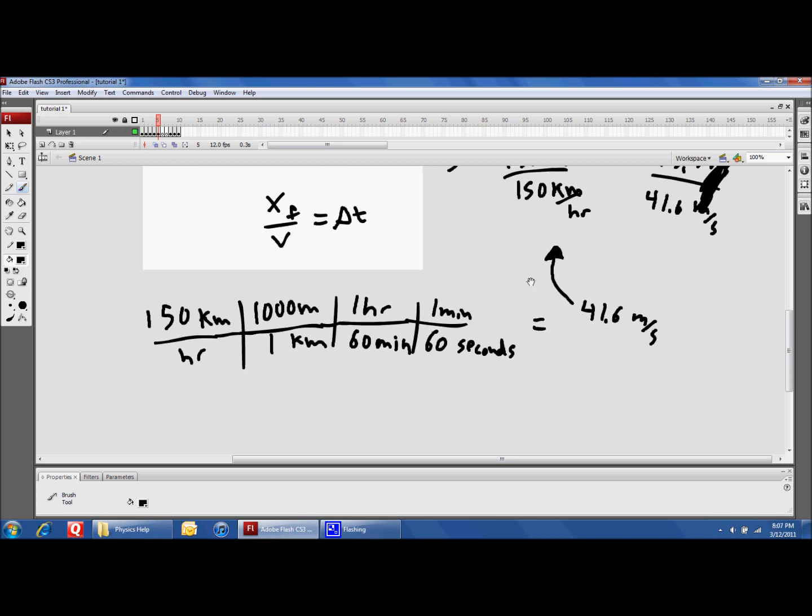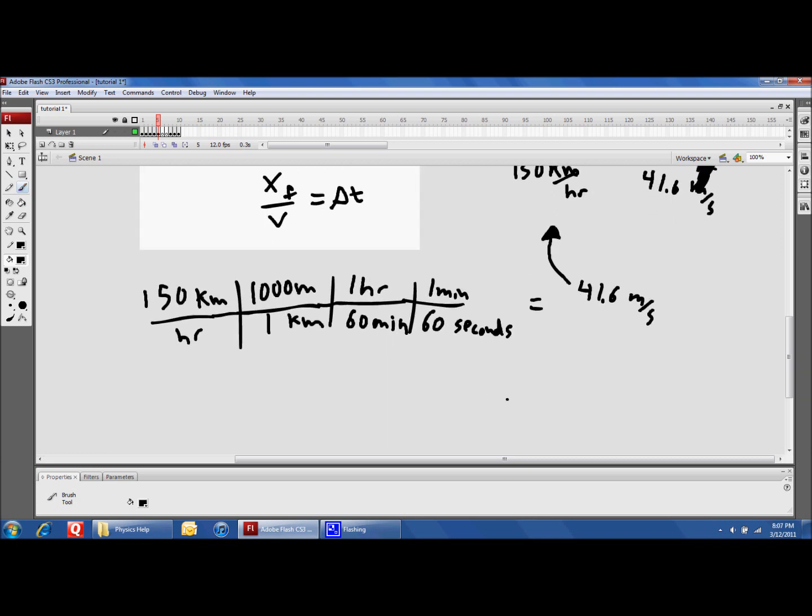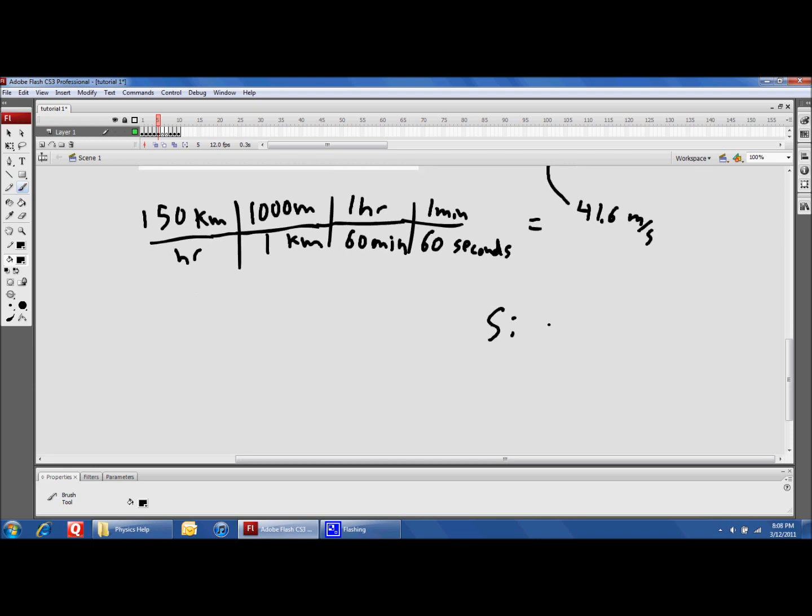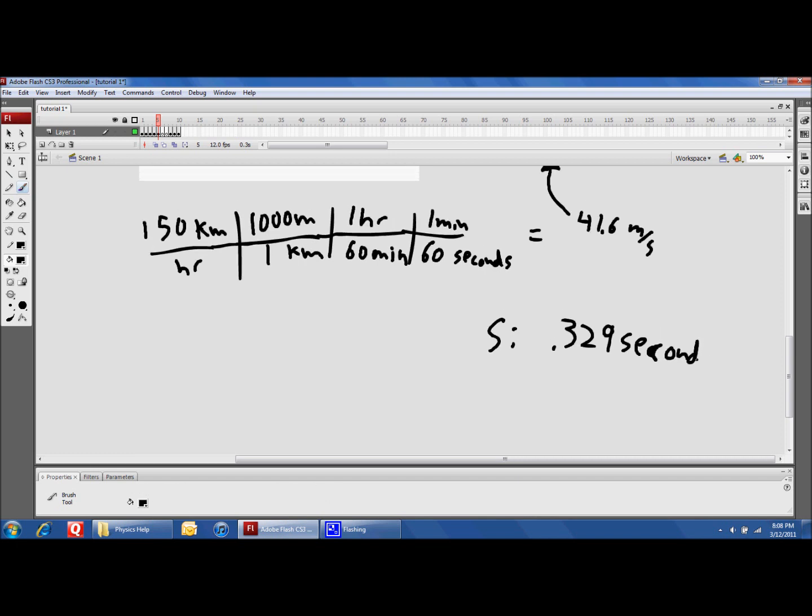And so in the end, what you find for the solution is 0.329 seconds, if I can spell. Or if you just go by the rounding that they have, you have 0.33 seconds as your final answer.